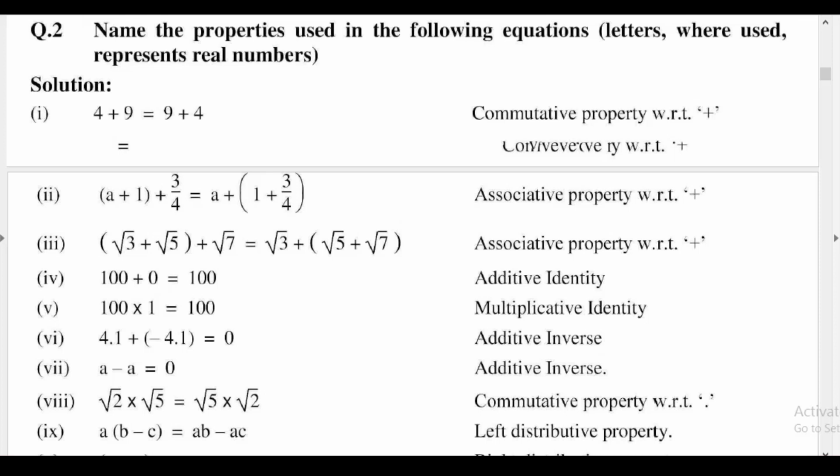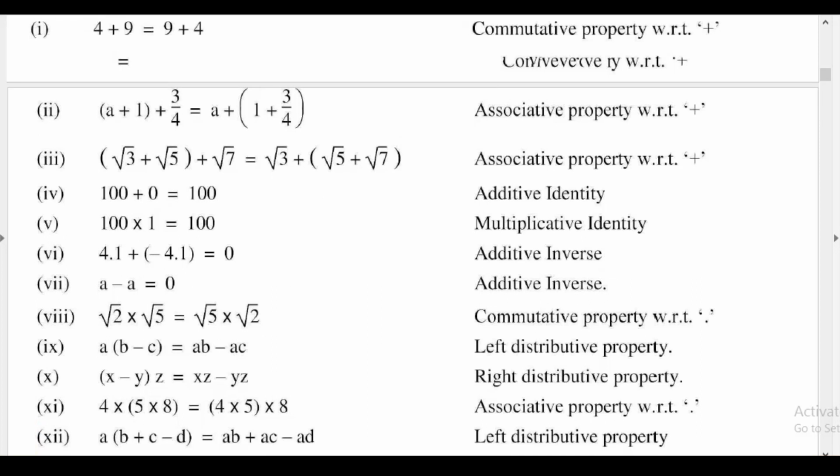Additive inverse. Next, seventh part, that is under root of 2 multiply under root of 5 is equal to under root of 5 multiply under root of 2. Commutative property with respect to multiplication. a into (b minus c) is equal to ab minus ac. Left distributive property.